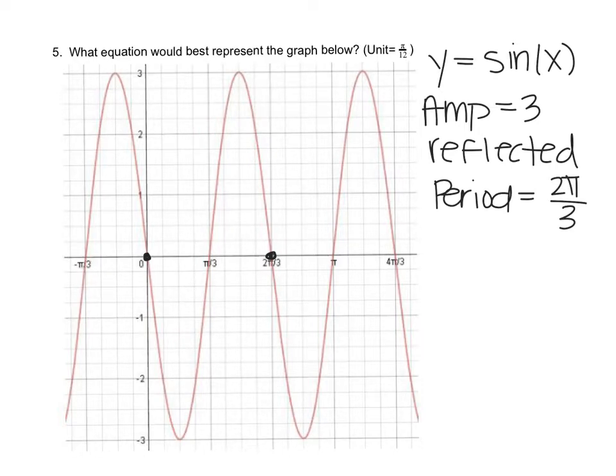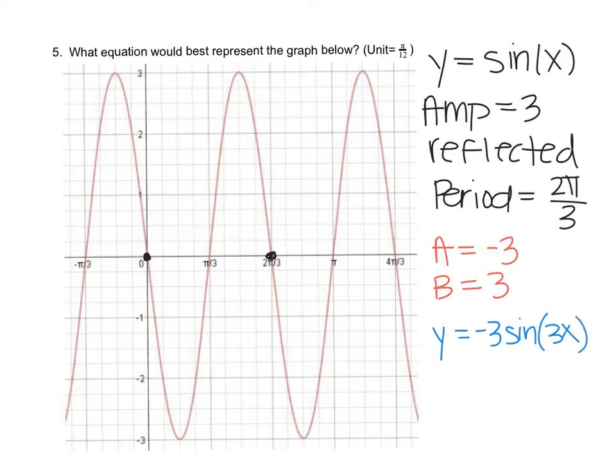So now we can identify the information to write an equation. So an amplitude of 3 and a reflection tells us that A is -3. Our period is typically 2 pi over B. And because we have 2 pi over 3, that tells us B is 3. So now we can write the equation of our graph. We have y equals -3 sine of 3x.